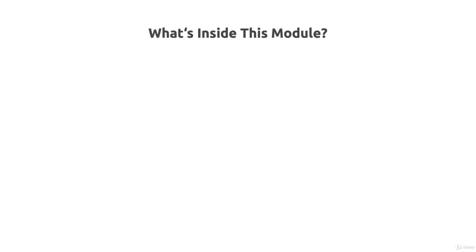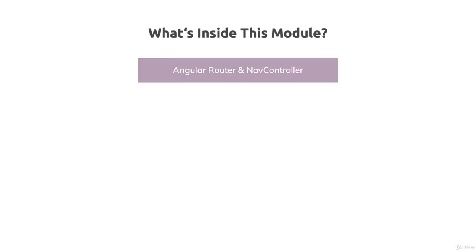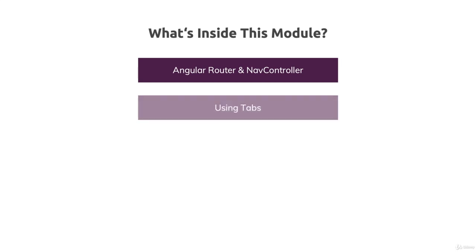To be precise, we'll have a look at the Angular router and the Ionic nav controller. You haven't heard about the nav controller yet, but this is another tool that can help us with switching pages, though you will learn that you primarily use the Angular router. You will learn how to add tabs to your application, so a tab-based navigation if you want to.